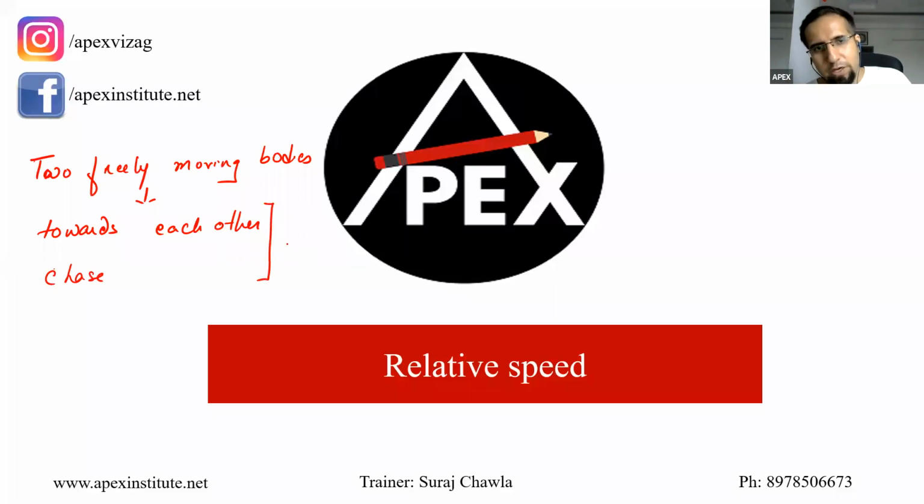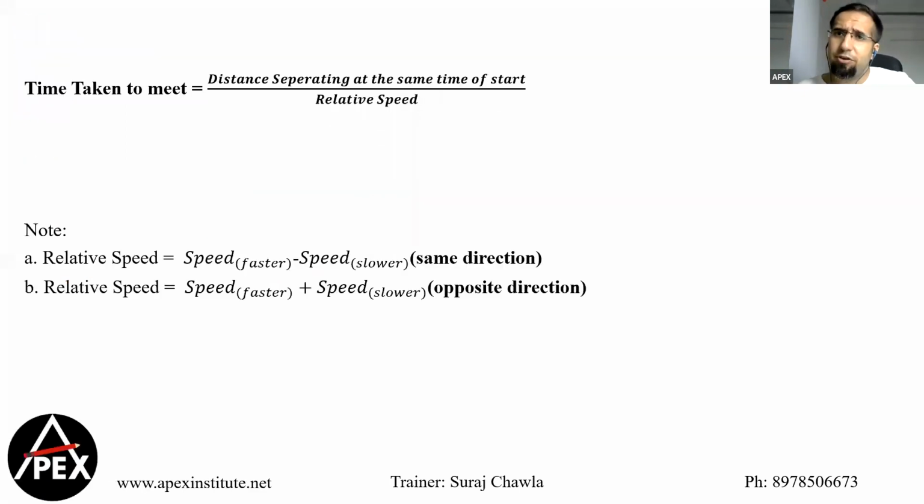So in both the cases, when two freely moving bodies are going to meet each other, I use the concept called relative speed. And we all know the meaning of relative speed. The meaning of relative speed is speed of one body with respect to the other. Okay. So the relative speed concept gives us the time taken to meet is equal to the distance at the time of the start divided by relative speed.